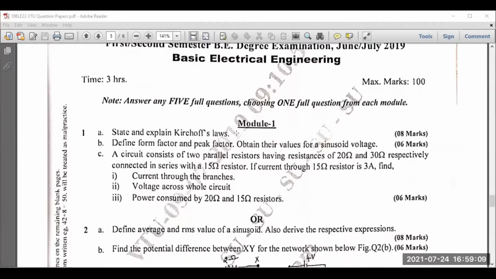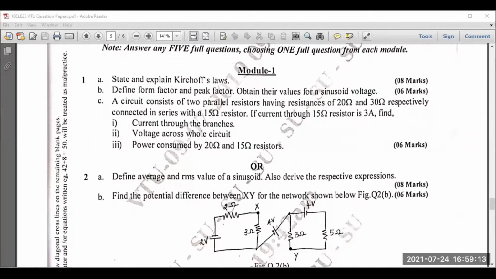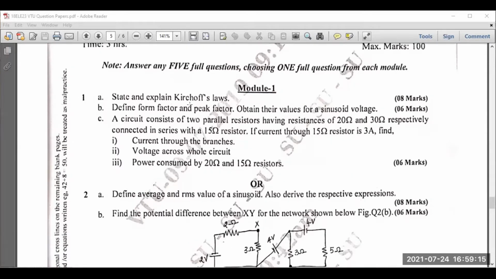Now I will be discussing the questions from module 1. You can see there are 2 questions. I will be showing the syllabus of module 1. It comprises DC circuits and AC fundamentals. Compared to other modules, module 1 is quite simple. Now let us have a discussion about the question paper.